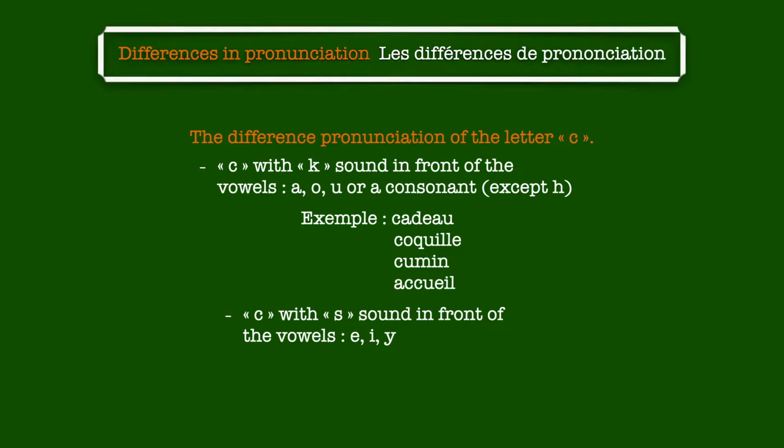The second possible pronunciation is C having an S sound in front of three other vowels, the E, the I, and the Y. Citron, cygne, sel.